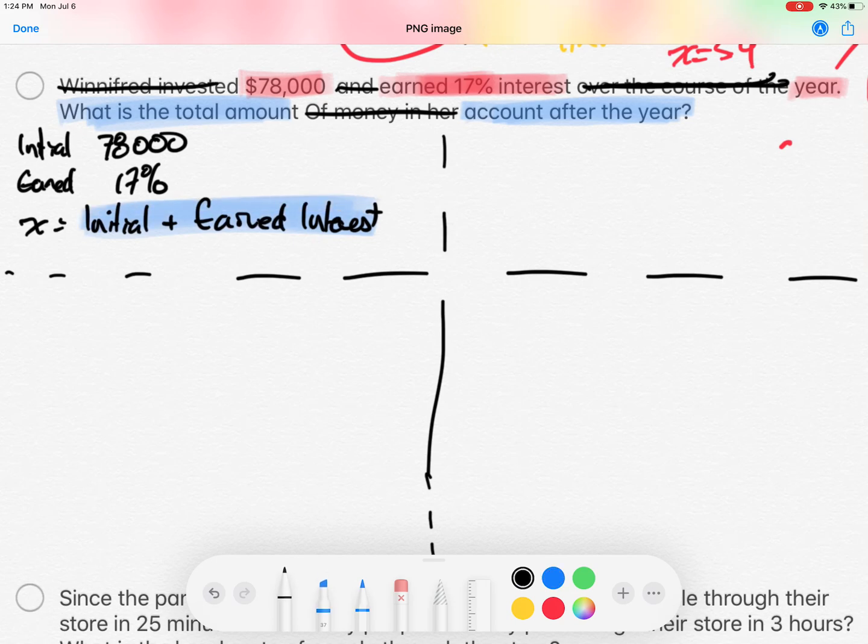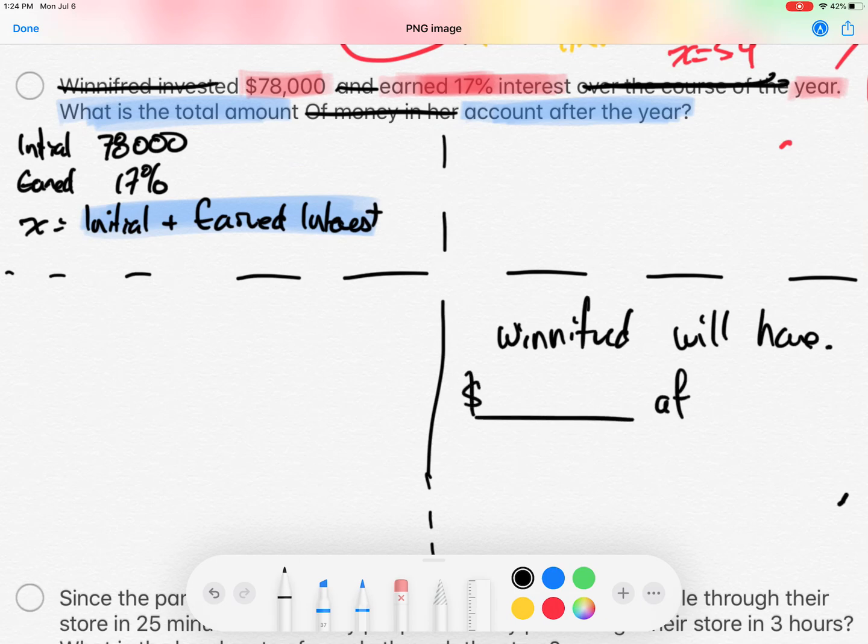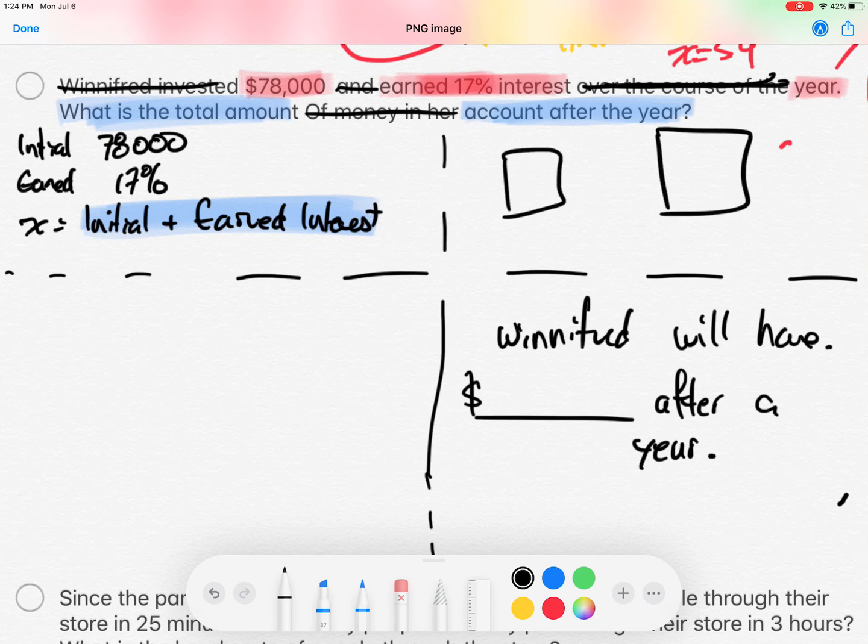So before I do the diagram, Winifred will have, and you can put this down lower, you can move that down, blank amount of money after a year. Great. Do I need a picture? Well, I could. It's going to end up being bigger because we are adding interest. So the number has to be bigger than 7,800. Sometimes your diagram can be really small or you don't need to use it.